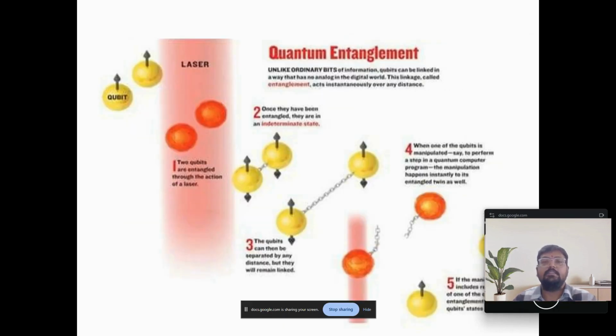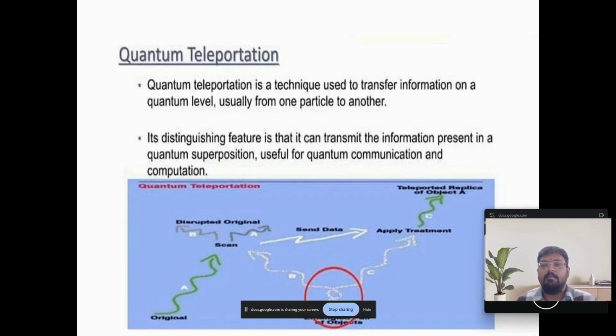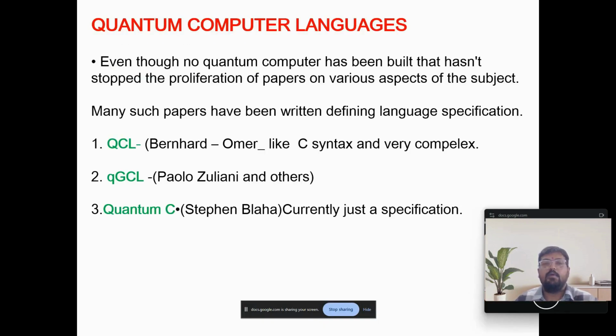If you observe here, this is an example for a qubit. Once these two bits are entangled, even if you separate them to the ends of the universe, you will get the same result. If you change the position of one bit, the other will automatically change. That is called quantum entanglement. Next, quantum teleportation. Quantum teleportation is a technique that transfers information at the quantum level, usually from one particle to another particle.